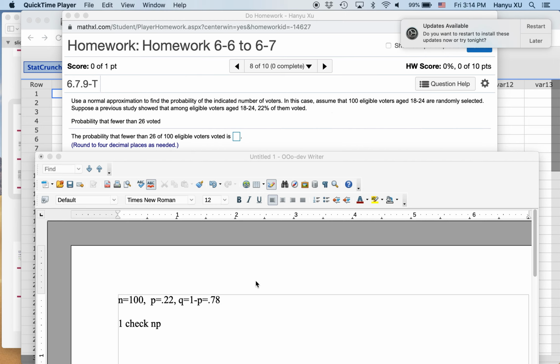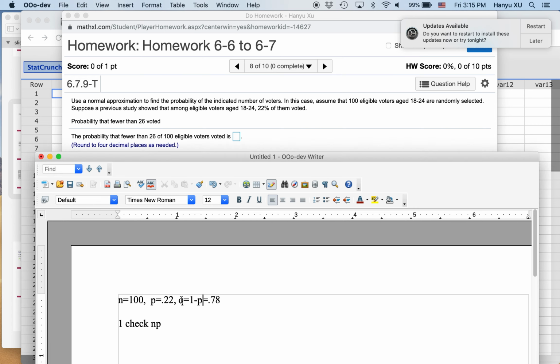So first, you list down the parameters for the binomial distribution. Here you have n equal to 100, p equal to 0.22, and q is 1 minus p, which is 0.78. For the first step, you want to check what n times p and n times q are. Are they both bigger than 5? If that is true, you can keep using the normal approximation.